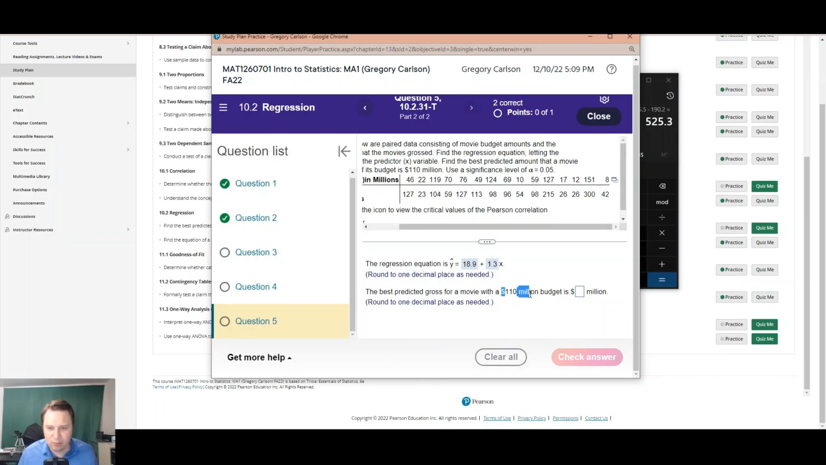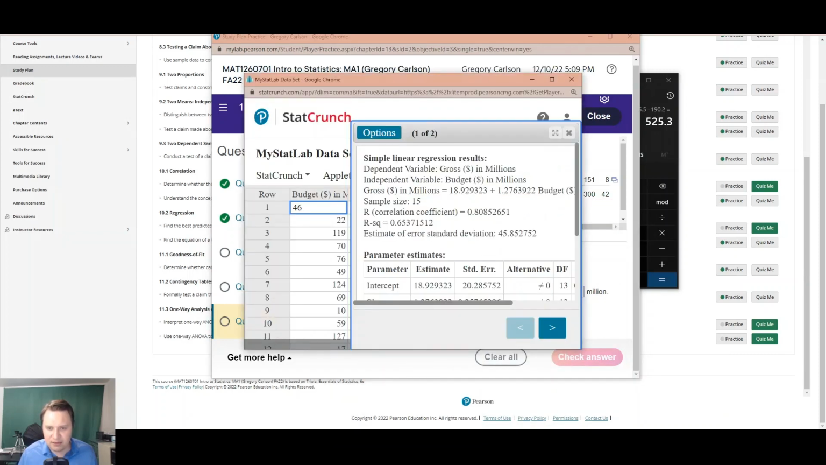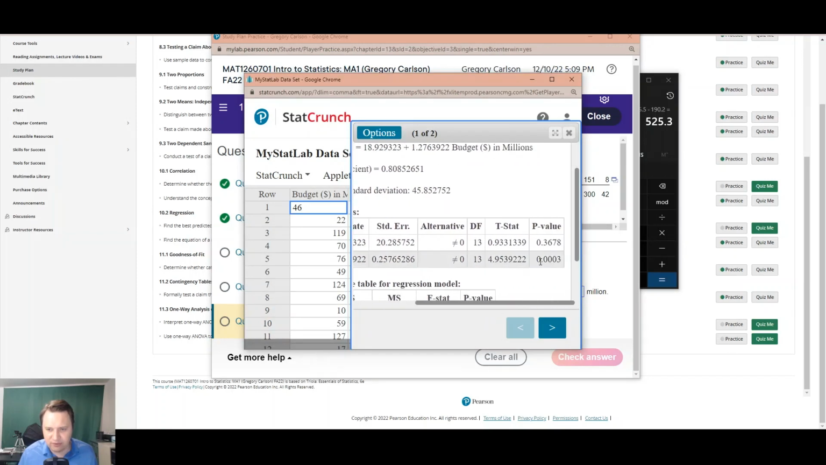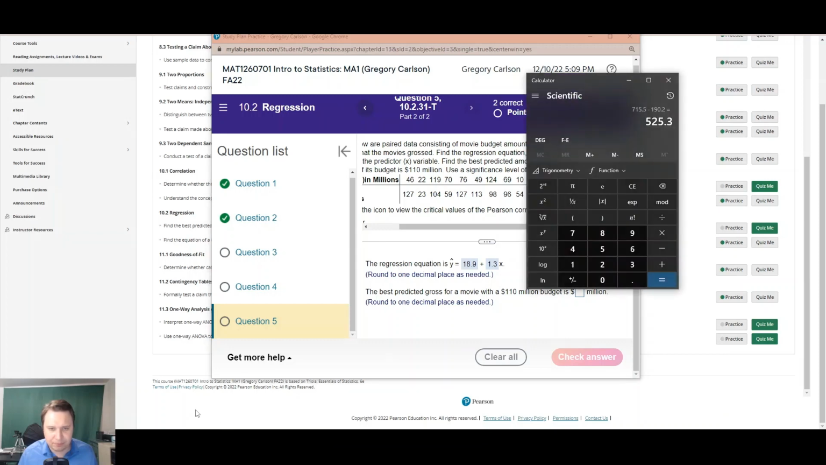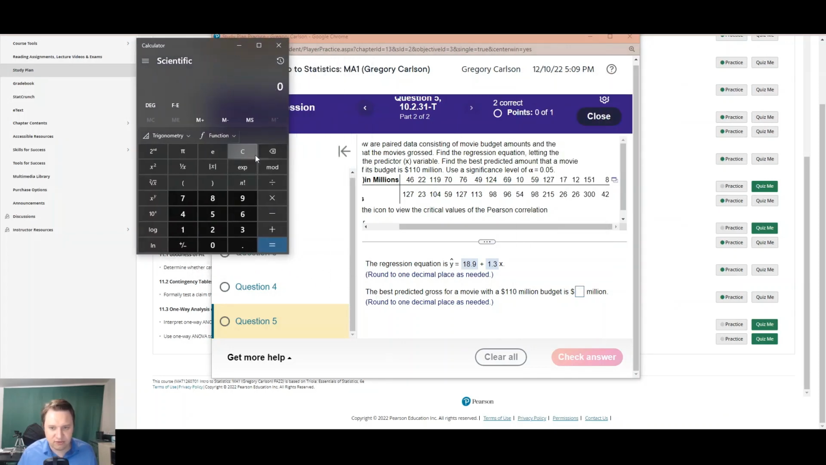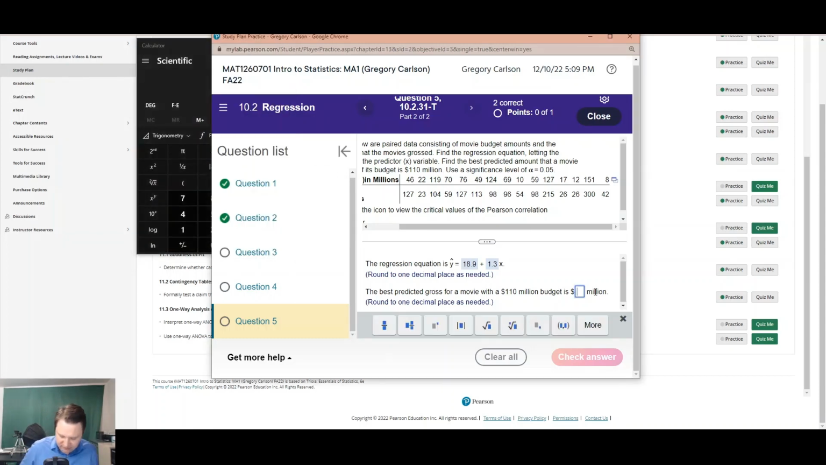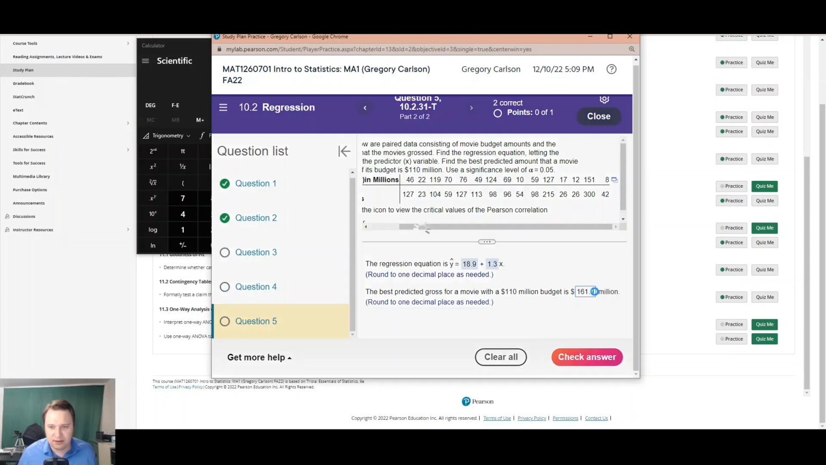So can we use our prediction for $110 million? The answer is yes, because as I mentioned, our p-value was less than alpha. 0.0003 is less than 0.05. So we can use the equation. So this calculation is going to be 110 million times 1.3 plus 18.9. So we would expect that that movie would make $161.9 million. And that's it.